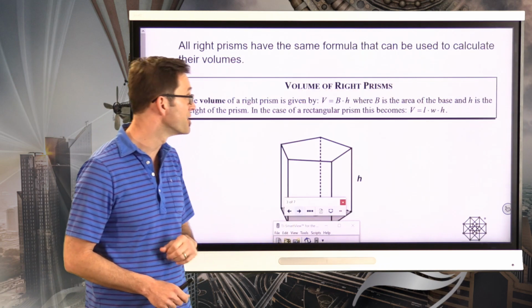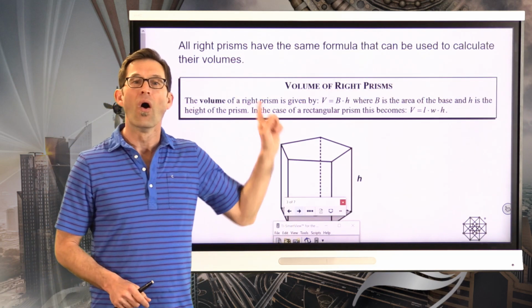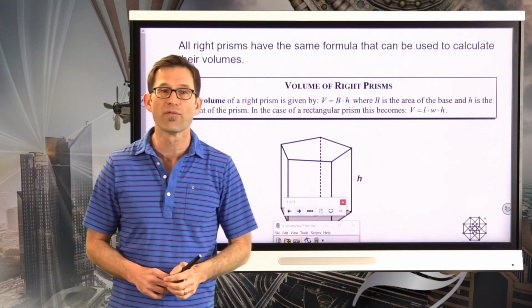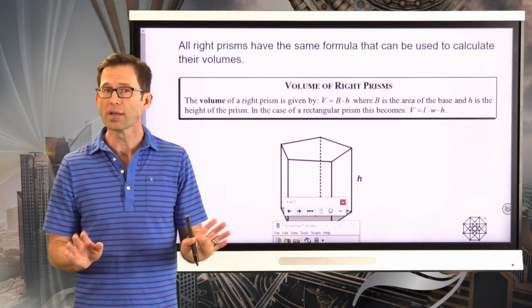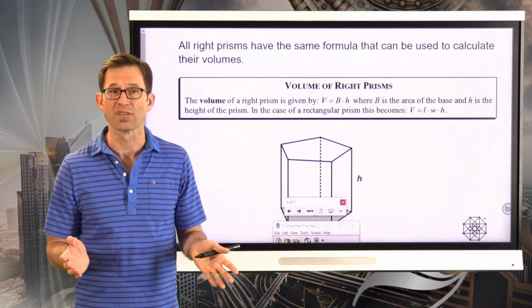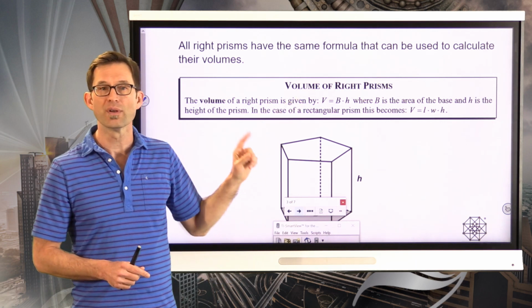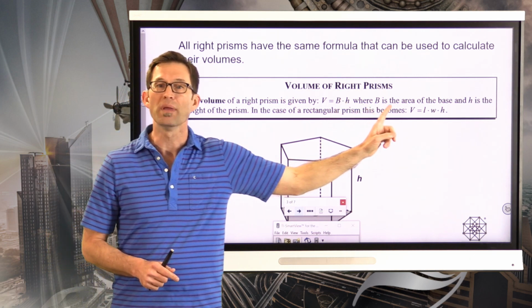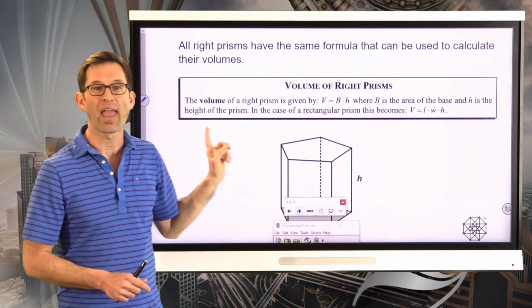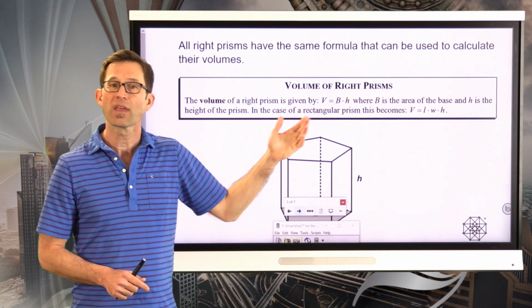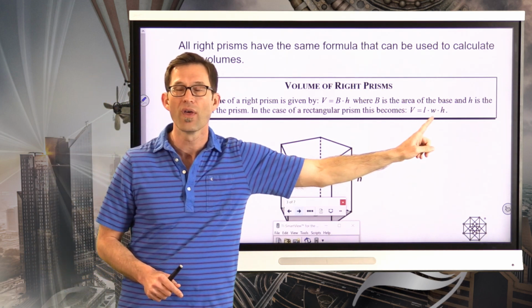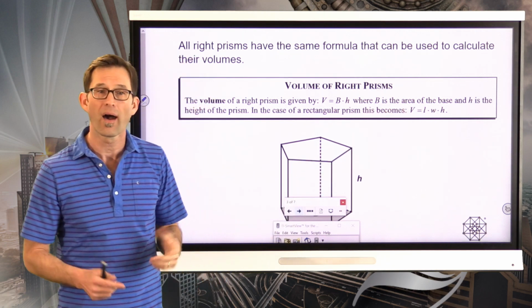So let's summarize that with a formula. All right prisms have the same formula that can be used to calculate their volumes. All right prisms, not just ones that have rectangles as their bases. So the volume of a right prism is given by B times H, where B is the area of the base and H is the height of the prism. In the case of a rectangular prism, the area of the base is just length times width, and then you'd go on and multiply by height.